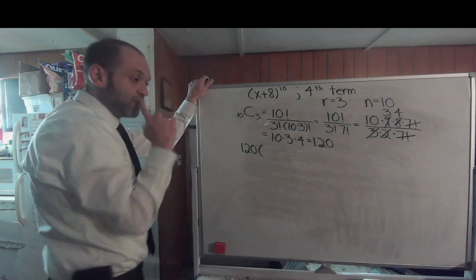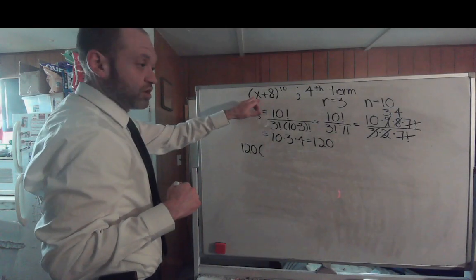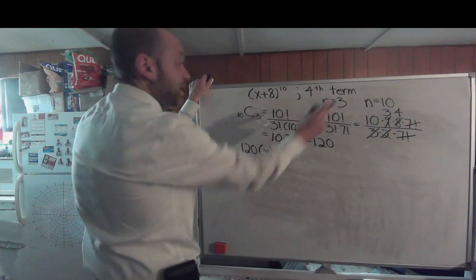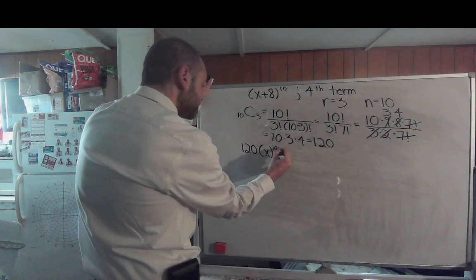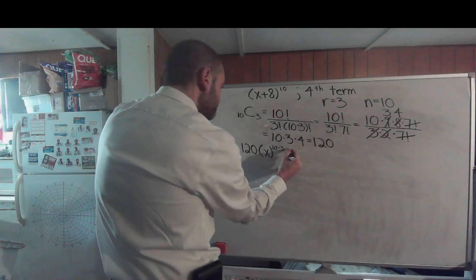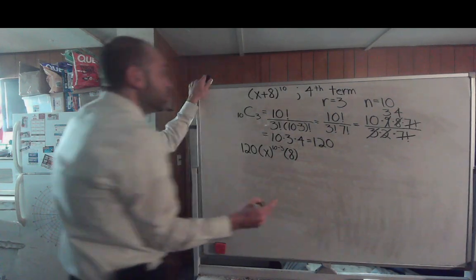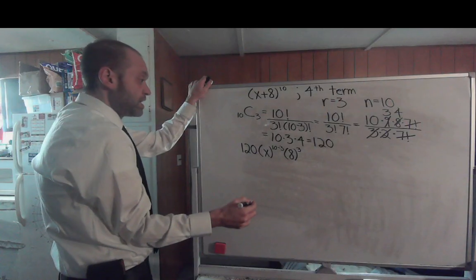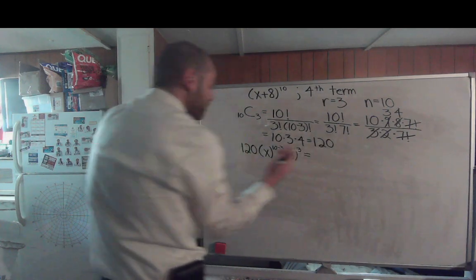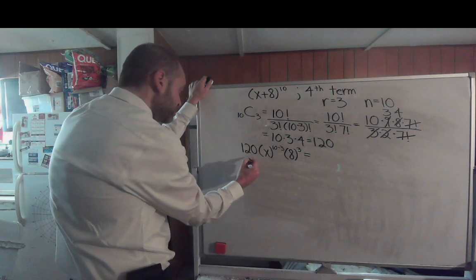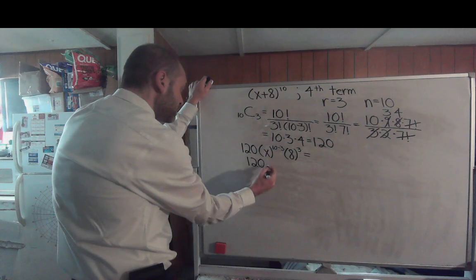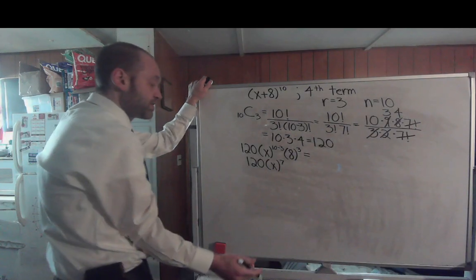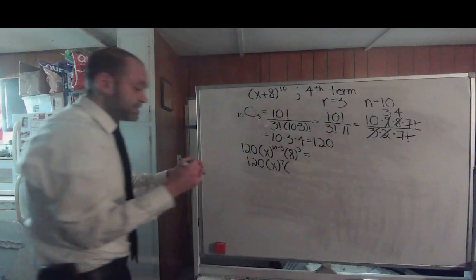times, it's always going to be my first term of the binomial, that x, raised to the n minus r power, in this case the 10 minus 3 power, and then it's going to be that 8 raised to the r power, which is 3. So let's go ahead and really find this. So you'll have 120 times x to the 10 minus 3, that's x to the 7th, times what is 8 to the 3rd.